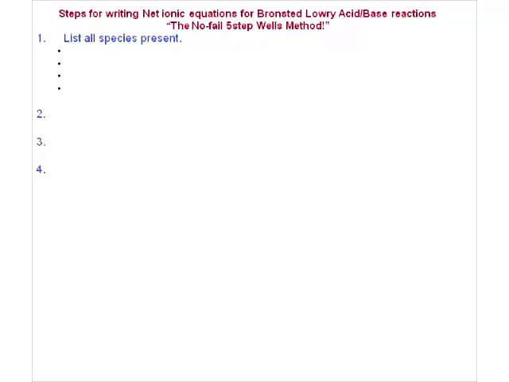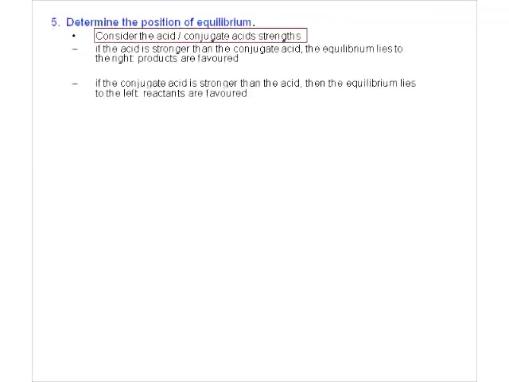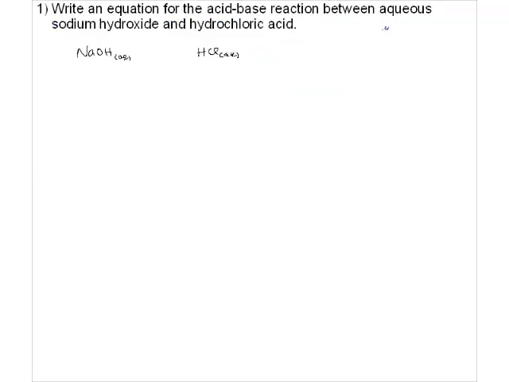Now, I'm going to go through these, and I'm going to do an example as we do. The very first thing we have to do is start listing all the species that are going to be mixed together in the test tube or the container or the reaction vessel. And once we list everything that's mixed in there, we have to look at it. Here's a typical reaction. We're going to write the reaction of sodium hydroxide with hydrochloric acid. So these are the two things that are going to be mixed together in our container.